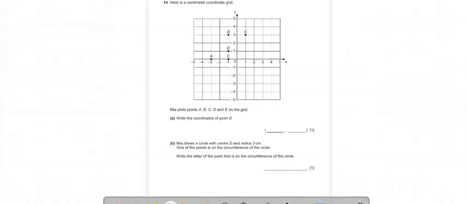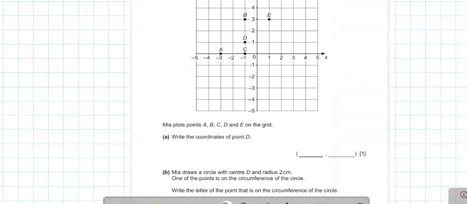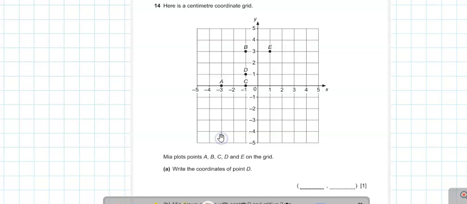Here are, I will zoom. Hold on a second. Here is a centimeter coordinate grid. It has some points A, B, C, D, and E. Maybe plot points on the grid. Write the coordinates of D. Of course, we write the x-axis first. It's negative 1 and 1.